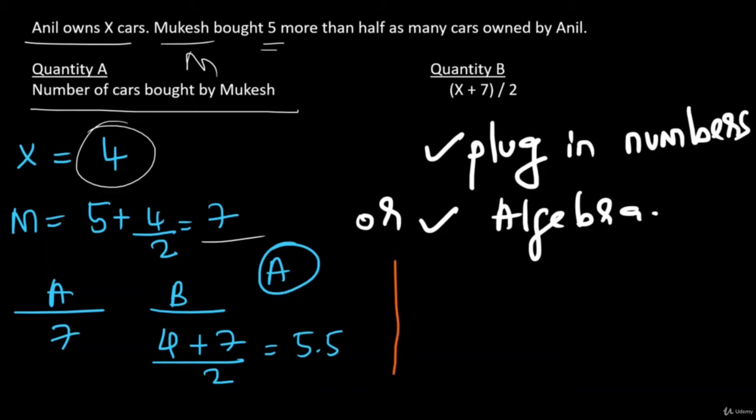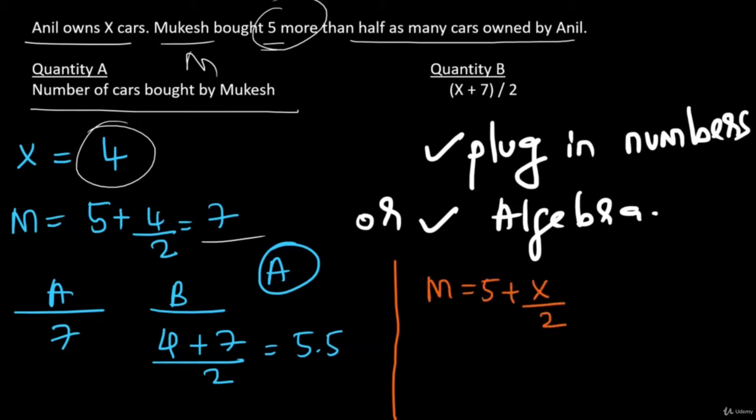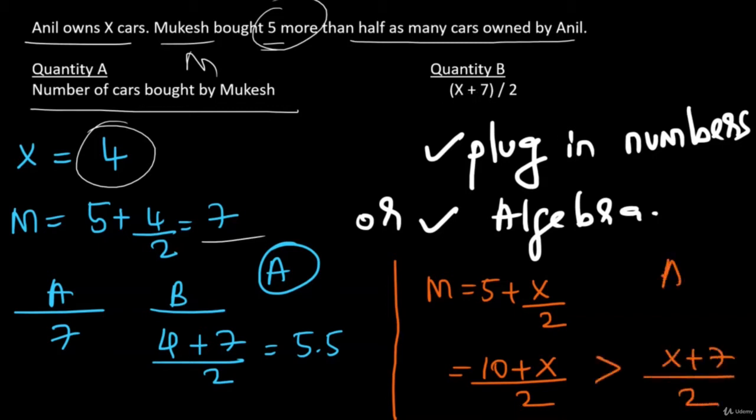Now let's quickly see how you can solve this using algebra. Now it's given that Mukesh bought 5 more than half as many cars owned by Anil. So this is x, right? So M would be equal to 5 + x/2, right? So this simplifies to (10 + x)/2, right? Now we have to compare (10 + x)/2 as quantity A and (7 + x)/2 as quantity B, right? Clearly (10 + x)/2 is greater than (x + 7)/2, and hence the correct answer to this question is option A.